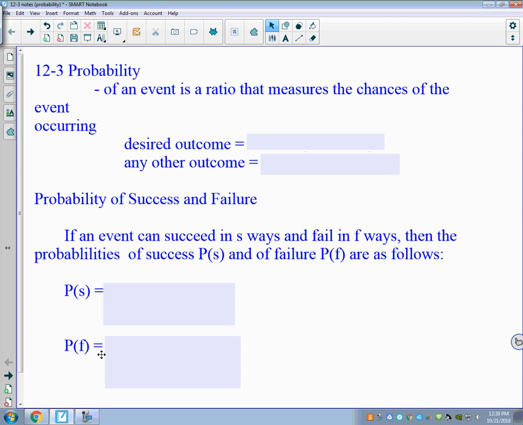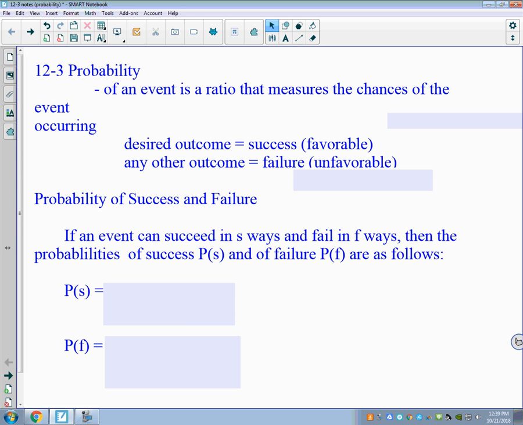Okay, so the next part of chapter 12 ties in with our lottery event, that activity. But probability just measures the chances of the event occurring. And so the desired outcome is what you're trying to get, right? We call that the success, or I call it the favorable thing. And any other outcome is the failure or unfavorable.